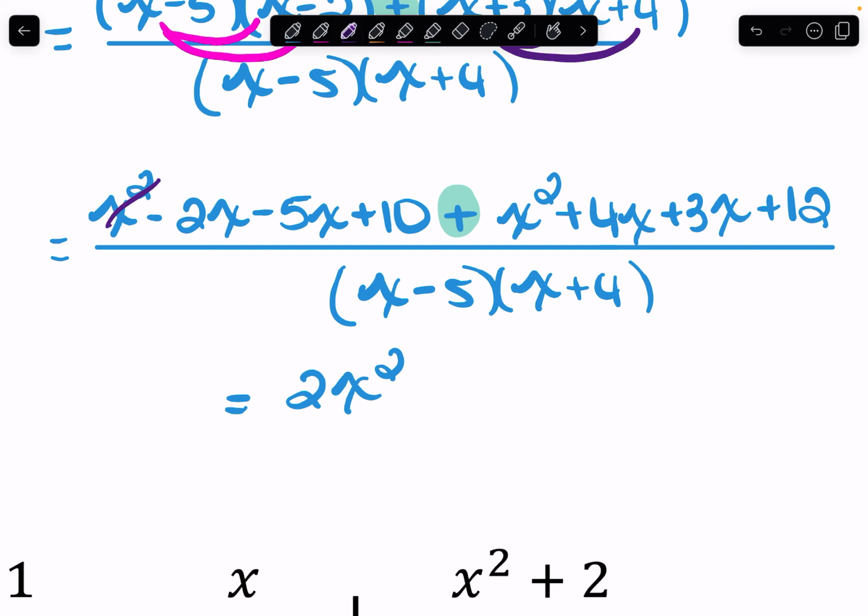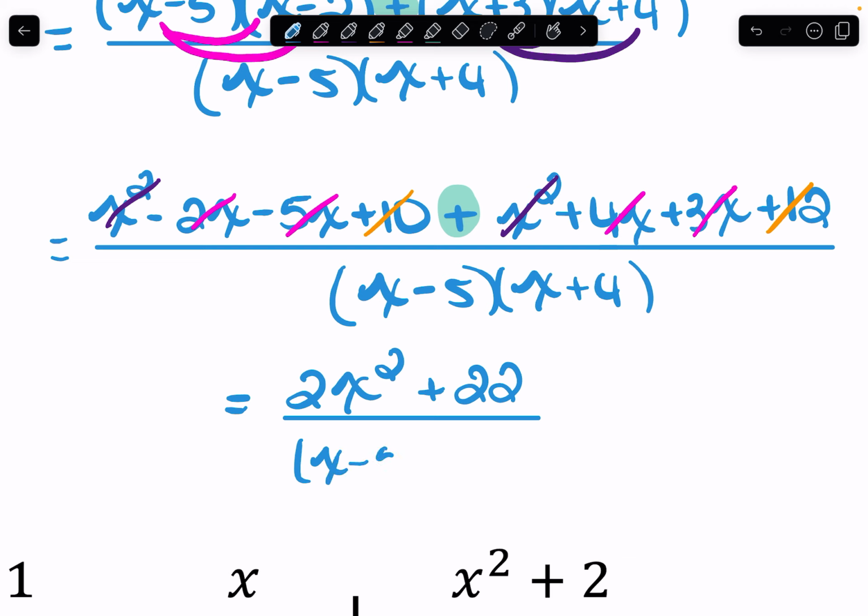So we got our x squareds together. That was 2x squared. Then we got a negative 2, negative 7, negative 3, 0. No x's. Then we go to our constants. We have a positive 10 plus 12. 10 plus 12 is 22. Again, leave the denominator alone.